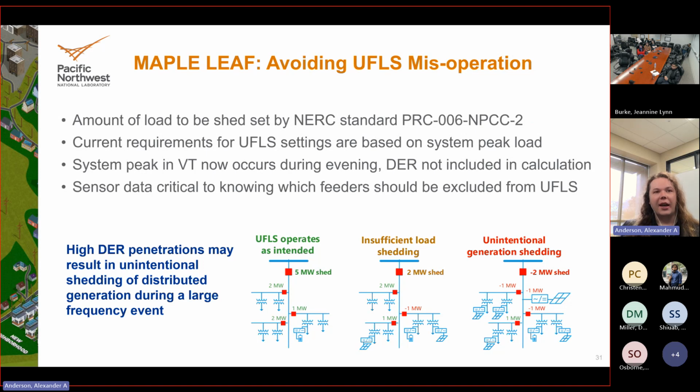And so at high noon, on a warm, pleasant day, instead of an under-frequency load shedding system, we may have an under-frequency generation shedding system, and we're actually going to make our frequency problems worse. And so that is the problem that we have set out to solve with that distributed architecture.